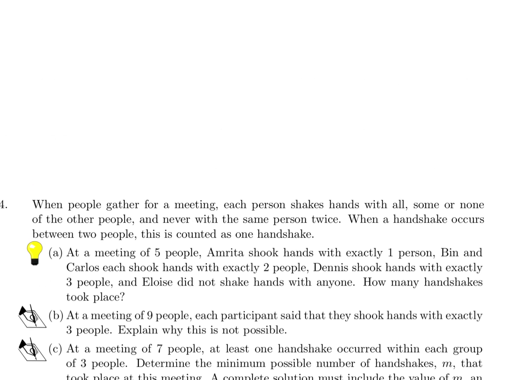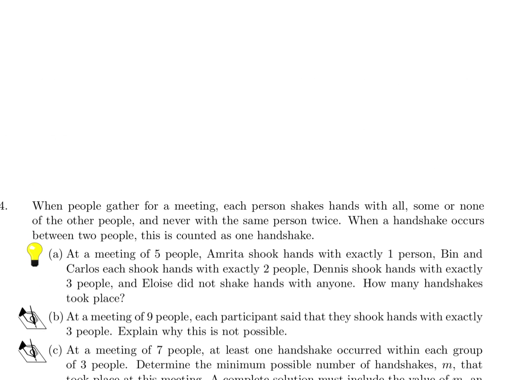Okay, so let's make a list here. We've got A, B, C, D, and E to represent the 5 people, and the number of handshakes: 1, 2, 2, 3, and 0, right? Okay, so let's make a little bit of a diagram here. So we have A, B, C, and D, and then Eloise, she doesn't shake hands with anybody, so I put her far away, so she's not included. And I'll draw lines to represent handshakes.